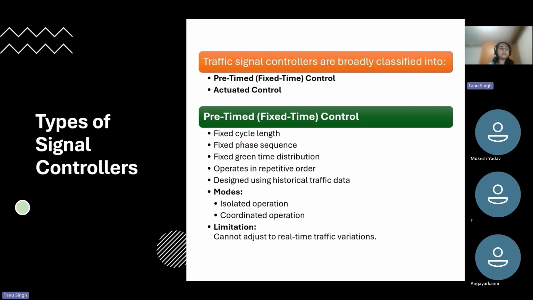Sometimes different timing plans are also prepared, where we fix different times for the morning and evening peak durations, and different ones for the non-peak durations. But the main limitation is that this system cannot adjust to real-time traffic variations. If traffic varies unexpectedly, the signal timing does not adapt. Therefore, at other times we use actuated signal control, which is the second type of signal controller.